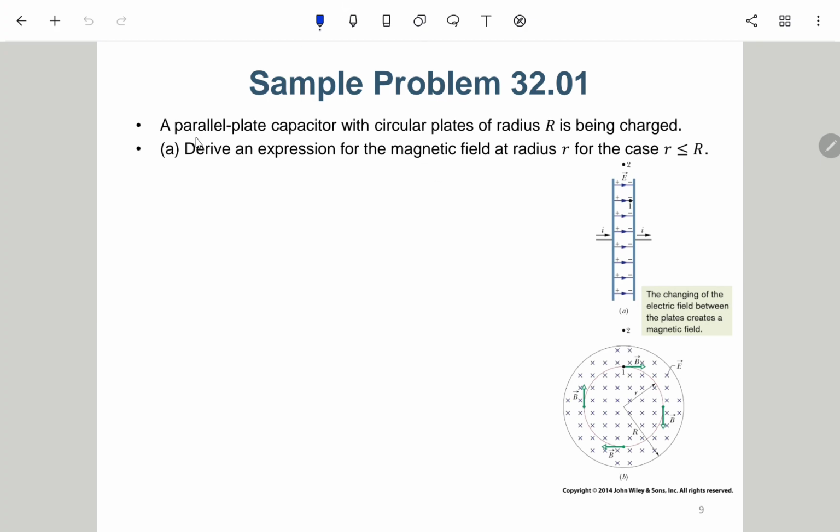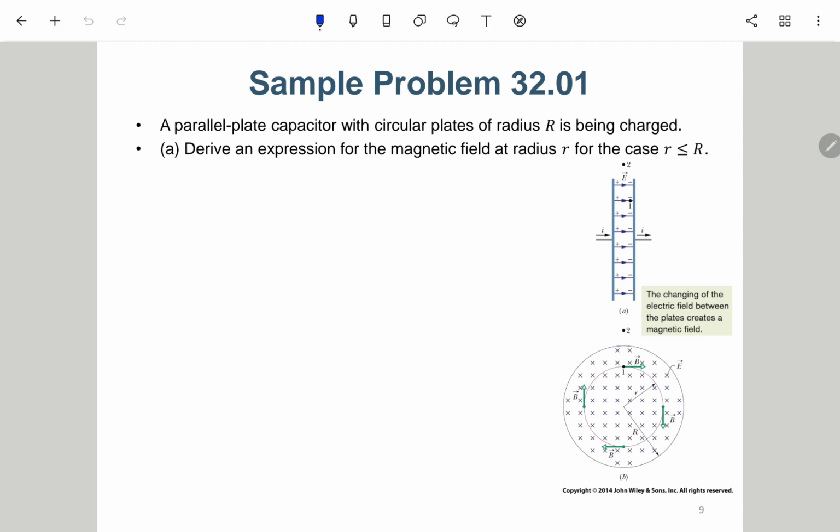Here it says a parallel plate capacitor with a circular plate of radius R is being charged. Derive an expression for the magnetic field at radius r for the case r is smaller than or equal to capital R.